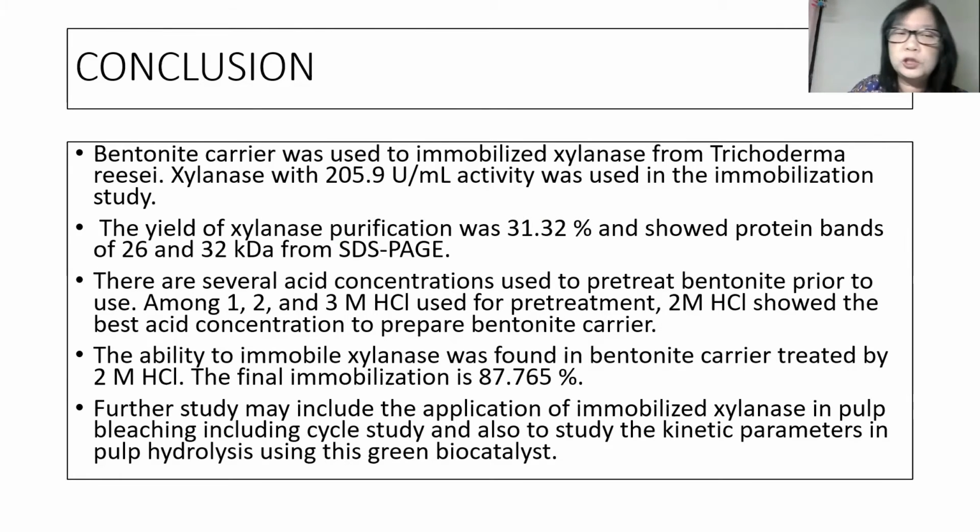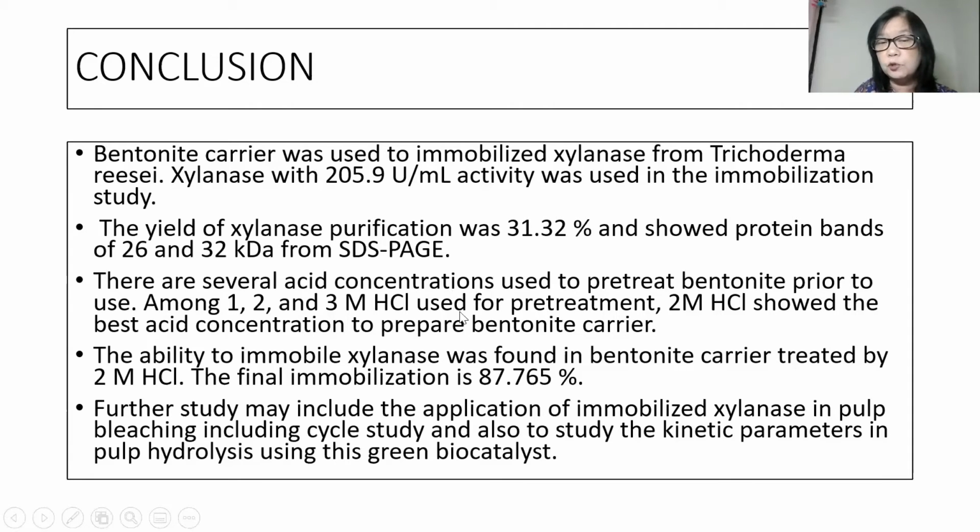And now, moving to the conclusion. The bentonite carrier was used to immobilize Xylanase from Trichoderma reesei. The Xylanase is synthesized from Trichoderma reesei, and it can be produced with 206 units per milliliter activity. The Xylanase purification yield is about 31.32%, and it shows a protein band between 26 and 32 kilodalton. Several acid concentrations were used for the activation of bentonite, and we know from the research that 2 molar hydrochloric acid is the best.